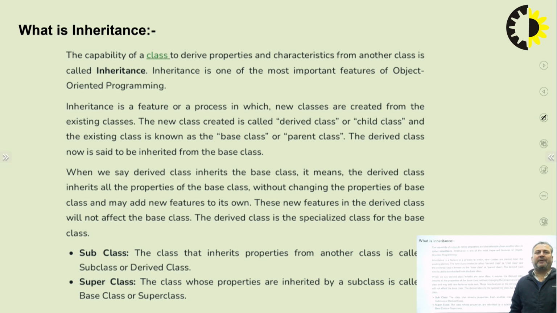Inheriting all the properties of the base class means we inherit all the features and data. The data and functions of the base class can also become members of the derived class. That's the real meaning. So a subclass inherits the properties of another class, sometimes called the derived class. A superclass or base class is the class whose properties are inherited by a subclass.